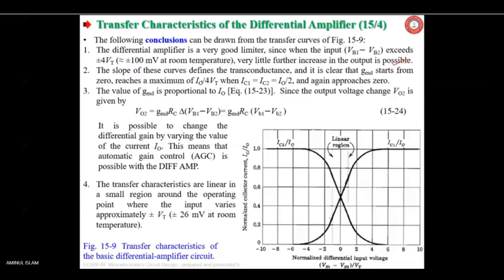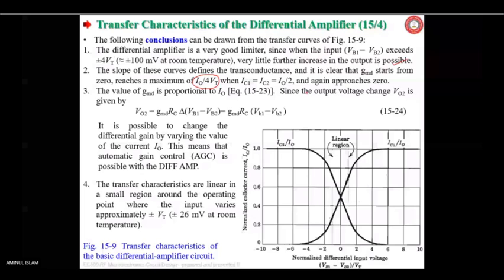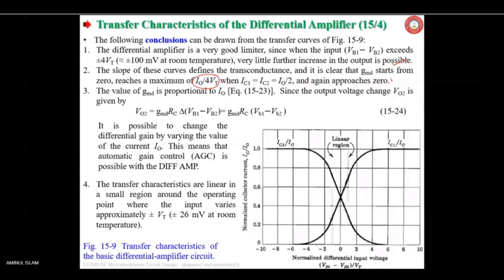The slope of these curves defines the transconductance, and it is clear that GMD starts from 0, reaches a maximum value of IO by 4Vt, as we have seen in the last slide, where IC1 equals IC2 equals IO by 2, and again approaches 0. The value of GMD is proportional to IO, obviously. From this equation only you can understand.